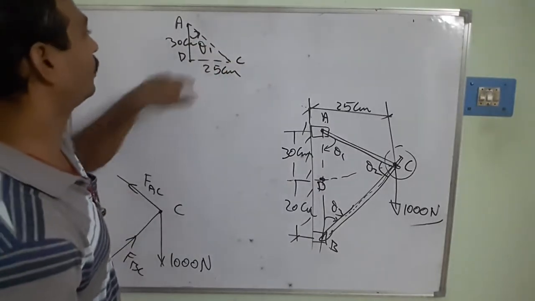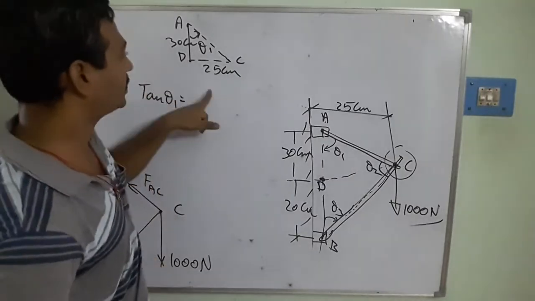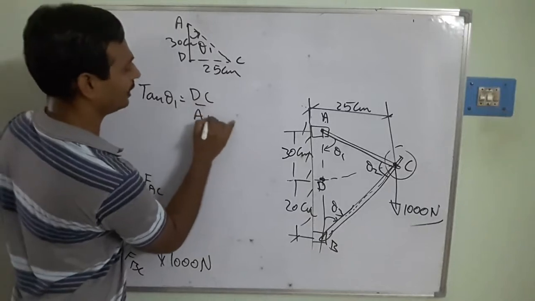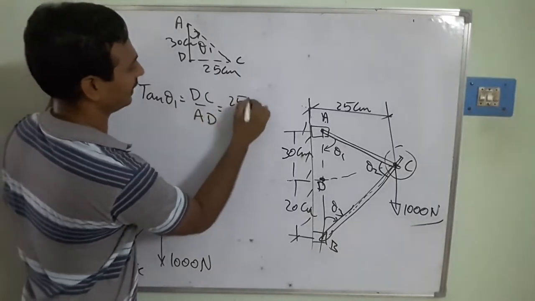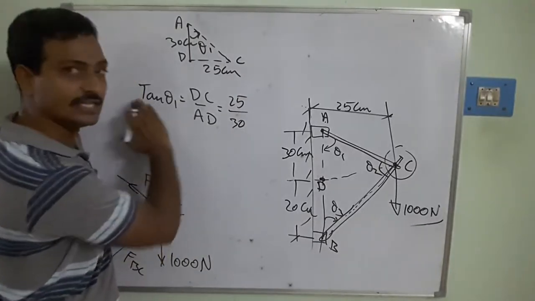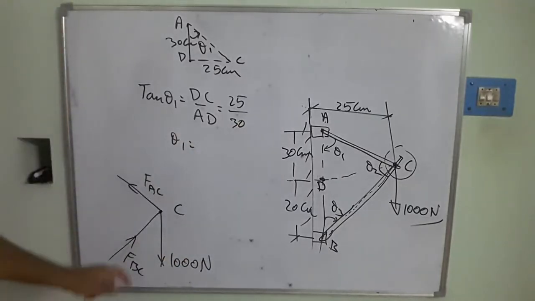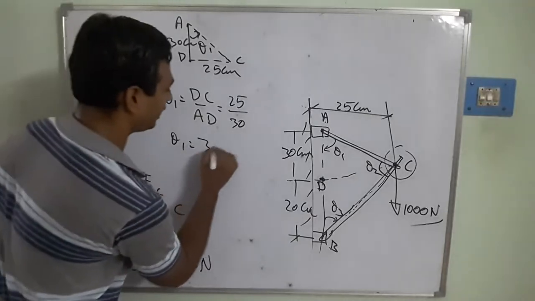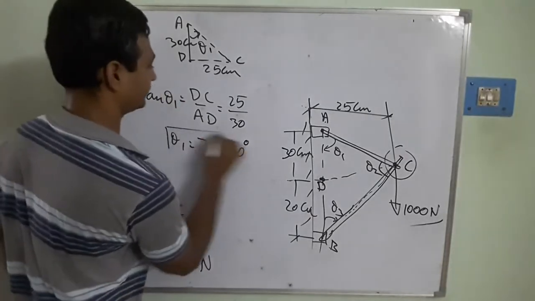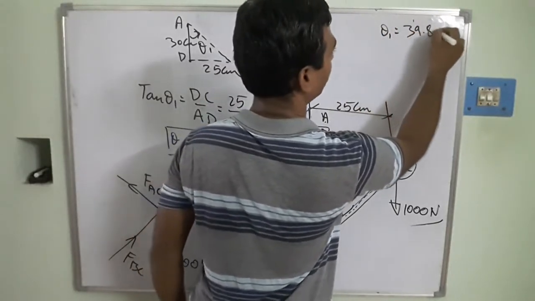So tan theta 1 is equal to, by the formula, opposite side, that's going to be BC by AD. What is the BC here? 25, and AD is equal to 30 centimeters. And finally, the tan is going to be taken to the right side, and then theta 1 is equal to tan inverse 25 by 30. So the final answer, theta 1 is equal to 39.80 degrees. So I am going to write theta 1 is equal to 39.8 degrees.